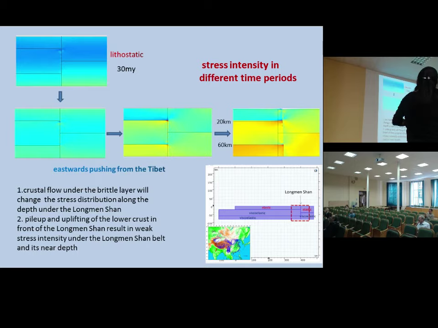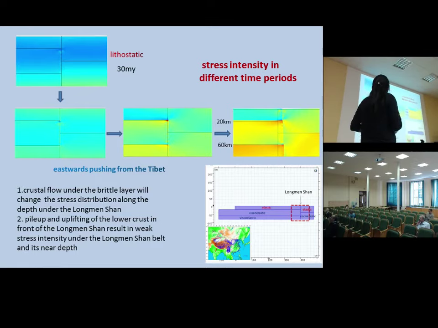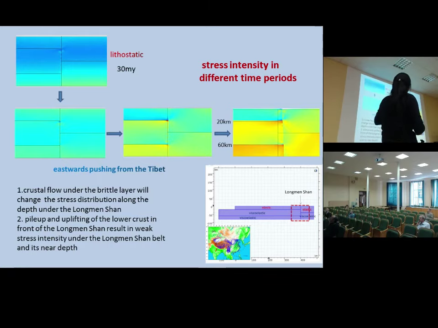This is the lithostatic stress state. We can see that from shallow to deep, the stress increases with depth linearly. Then after eastward pushing from Tibet, the stress state changes very much. The stress intensity will enlarge in front of the Wenchuan, and the uplift of the upper crust will decrease the stress here.